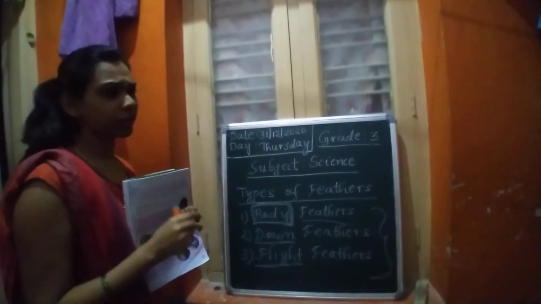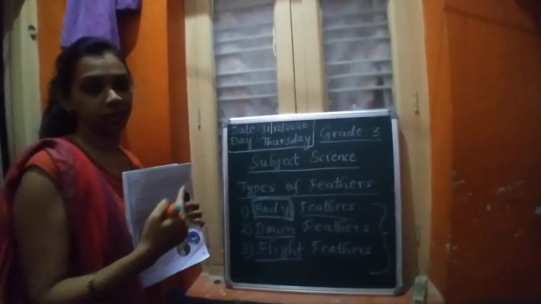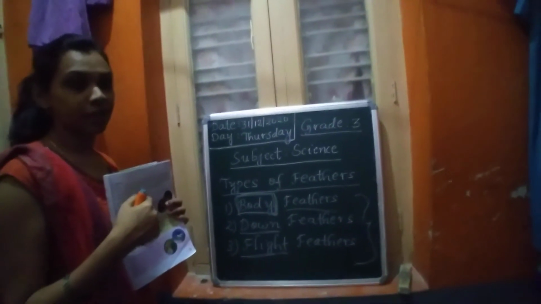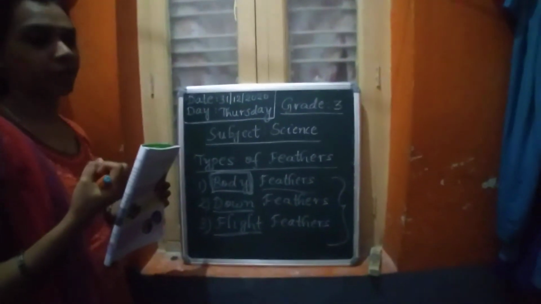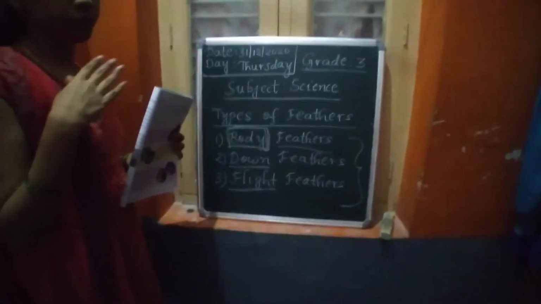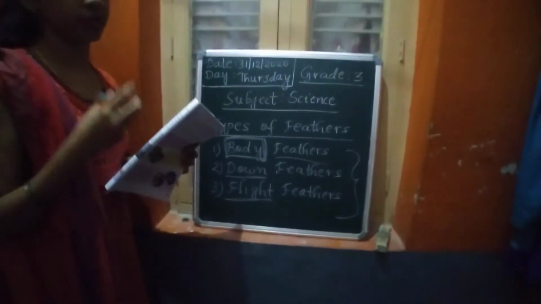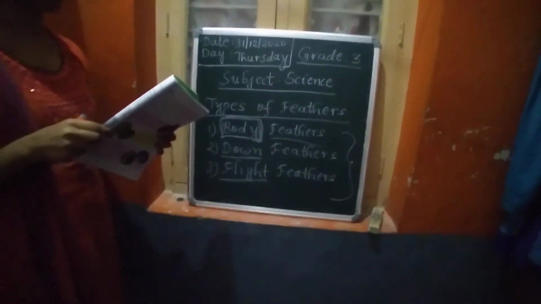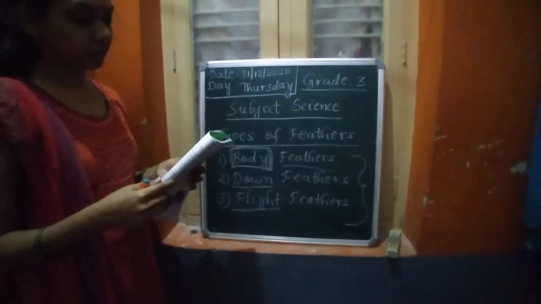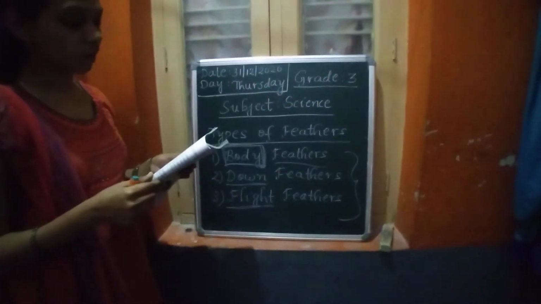See children, these down feathers are very short. They are not lengthy. These down feathers are very soft and fluffy. Fluffy means, like, what is that? That softness. Okay, that softness. Fluffy means it will be like a sponge. Fluffy feathers that are found very close to the body of the bird.